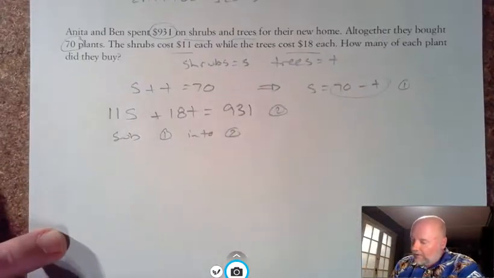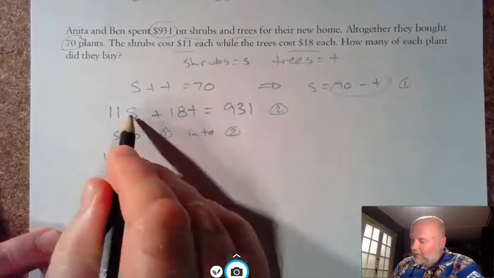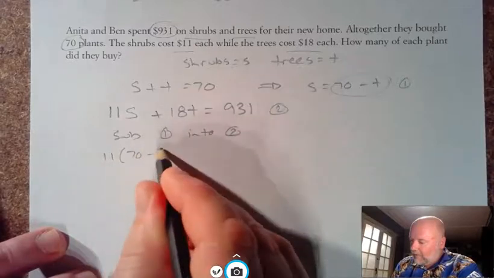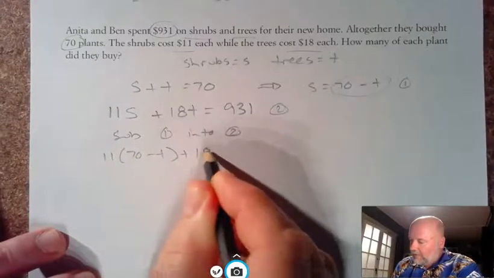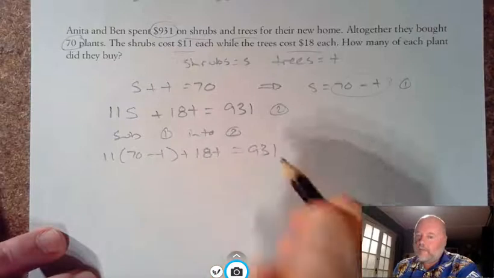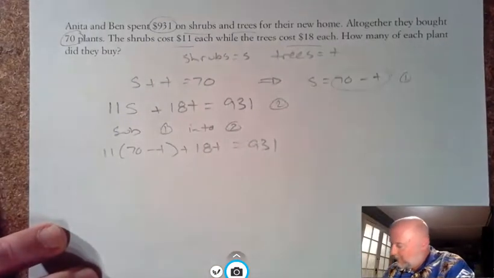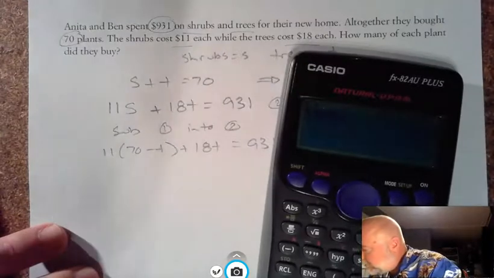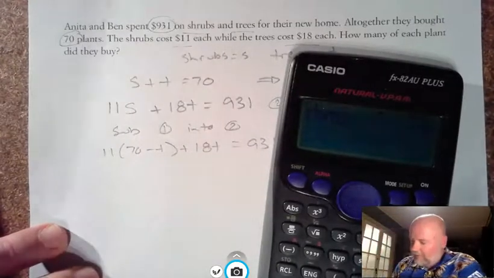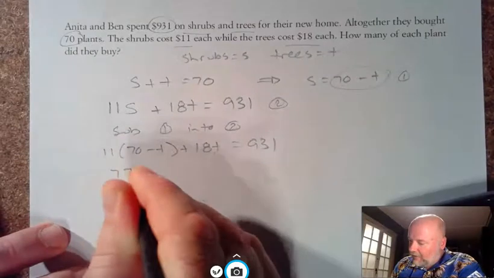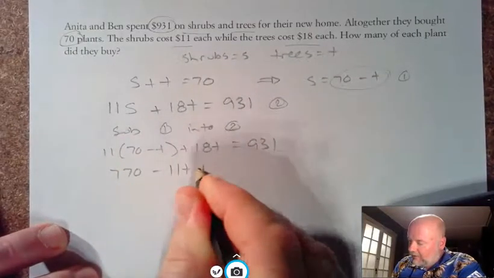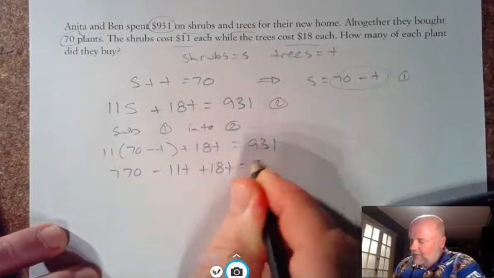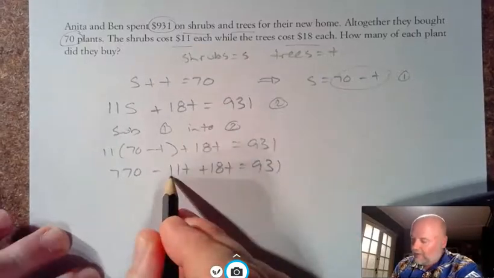So what do I get? I get 11 times (70 minus T) plus 18T equals 931. Now this is just an equation you've got to solve. So let's do some expanding. So 11 times 70, oops, that's 71. 11 times 70 equals 770. So 770 minus 11T plus 18T equals 931. Minus 11T plus 18T is 7T.